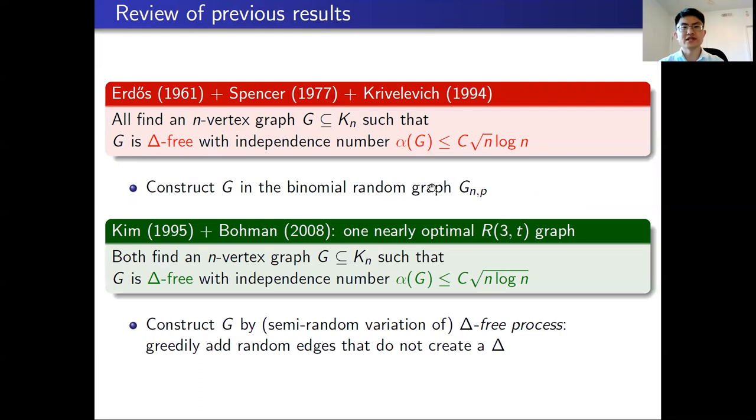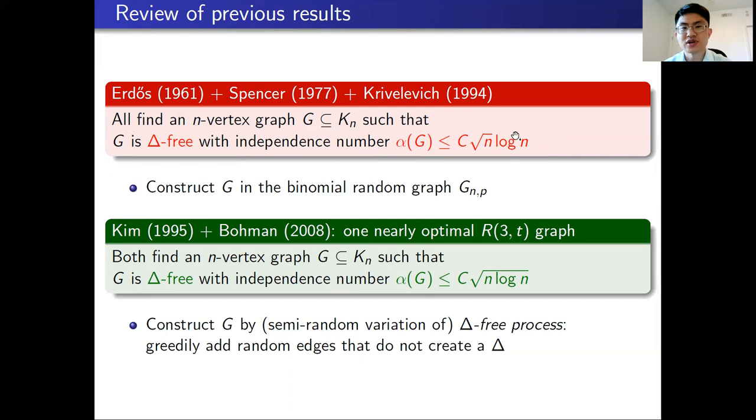So before introducing our result, let me briefly review some of the previous results. Erdős in 1961, using the alteration method, Spencer in 1977, using the Lovász local lemma, and Krivelevich in 1994, using a large deviation approach, all of them find an n-vertex graph G in the complete graph Kn, such that the graph G is triangle-free and has independence number at most some constant C times square root of n log n. So it means the size of the largest independent set of G is at most this number.